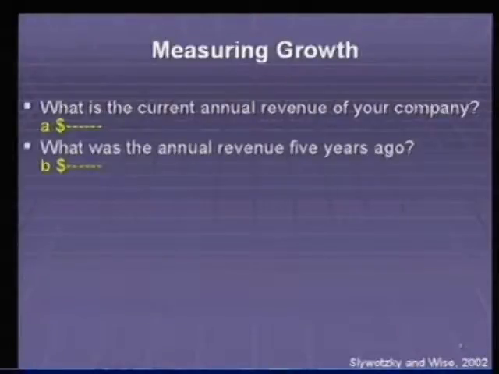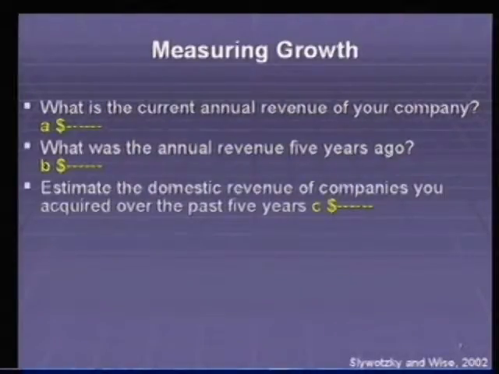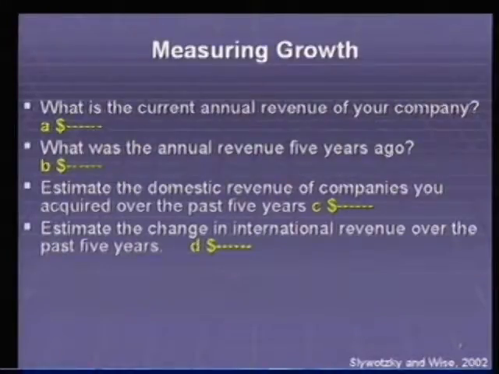B. What was the annual revenue 5 years ago? Again, it just must be a number. Then think about the domestic revenue of companies you acquired over the past 5 years. It's about acquisition. So think how much this company could have made without you. And this is C. Again, it's just a number in dollars.